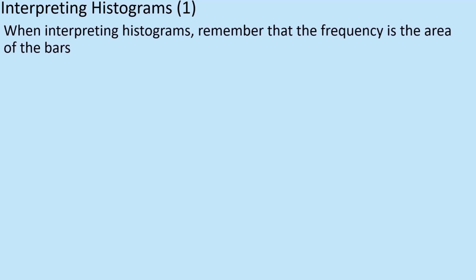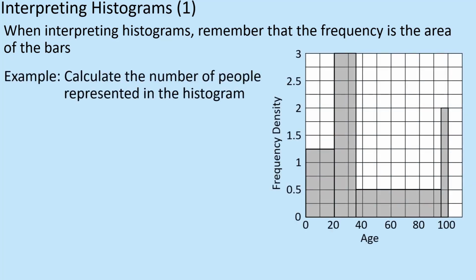Right, so when interpreting histograms, remember that the frequency is the area of the bars. That's the key thing to remind yourself of. The frequency is represented by the area of each of the bars. For example, we're going to go through a couple of these. So, calculate the number of people represented in this histogram.